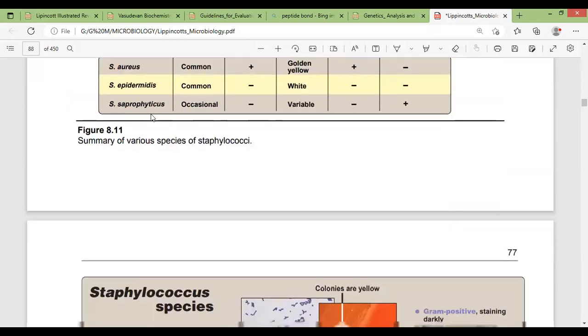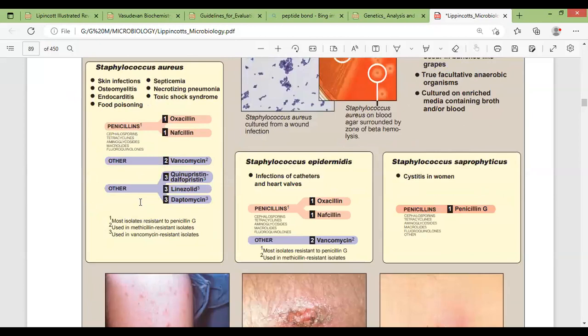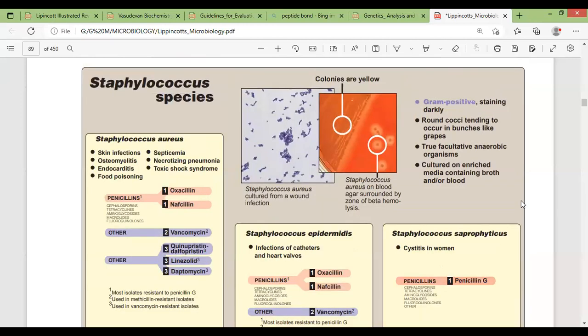And that is it about skin infection. We said pneumonia, we said endocarditis, food poisoning, osteomyelitis, sepsis, toxic shock syndrome. We've mentioned all of those. With Staph epidermidis, skin infection, infection of the heart valves, catheters, and saprophyticus, cystitis. And you're seeing in all of these, the first lines are the antistaphylococcal penicillins. Remember, we said with gram-positive, we will note in gram-positive all around that penicillins, or rather beta-lactams, are our number one. Beta-lactams are our number one.